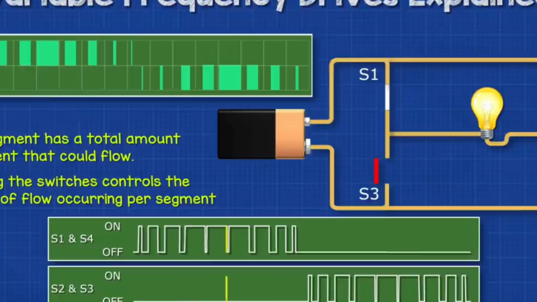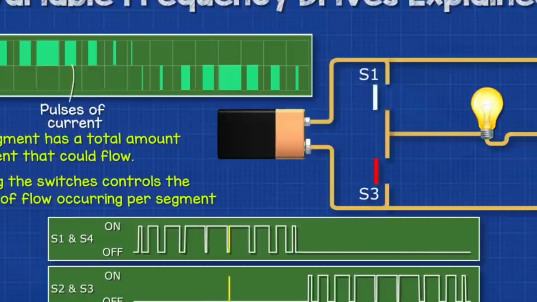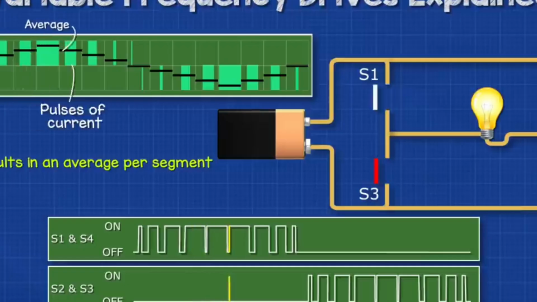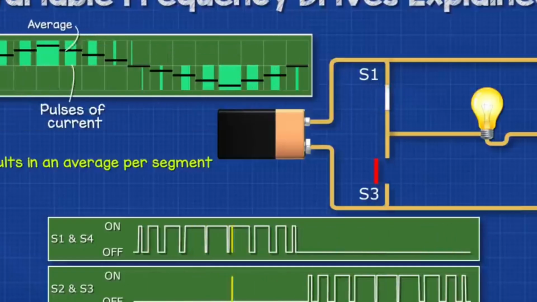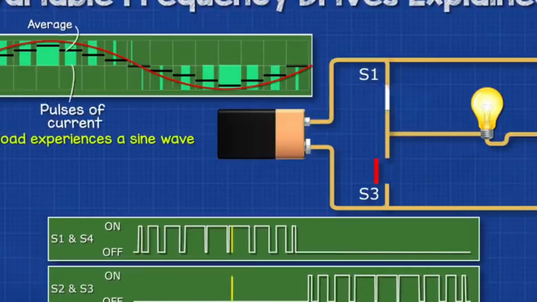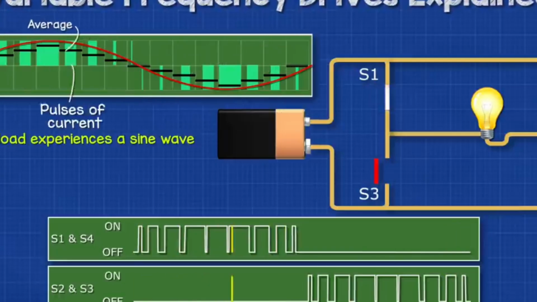The cycle is broken up into multiple smaller segments. Each segment has a total amount of current that could flow. But by rapidly pulsating the switches, we control the amount of flow occurring per segment. This will result in an average current per segment, and we can see that this increases and decreases, thus giving us a wave pattern. The load therefore experiences a sine wave. The more segments we have, the closer it will mimic a sine wave.